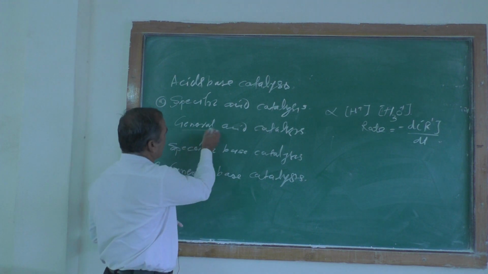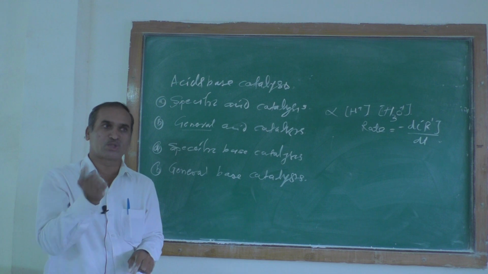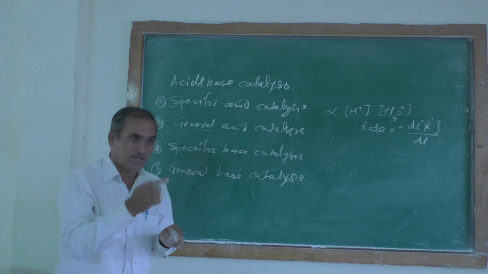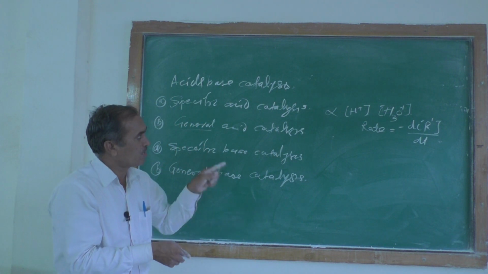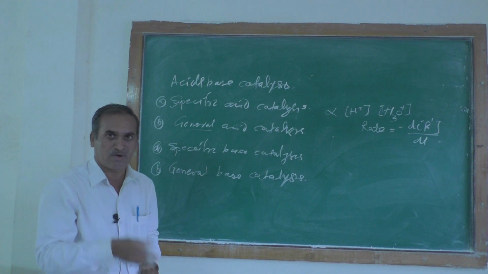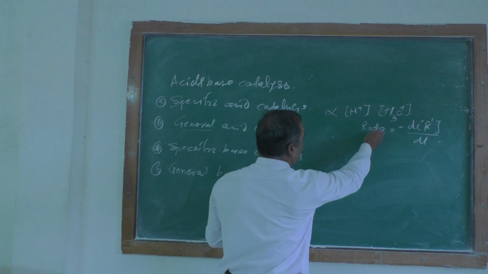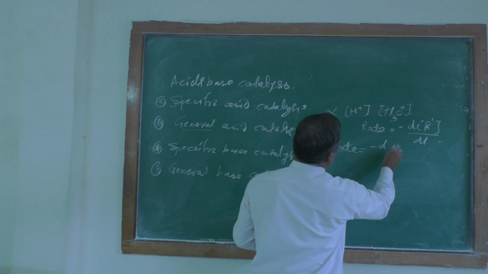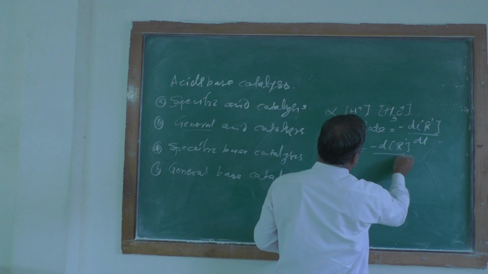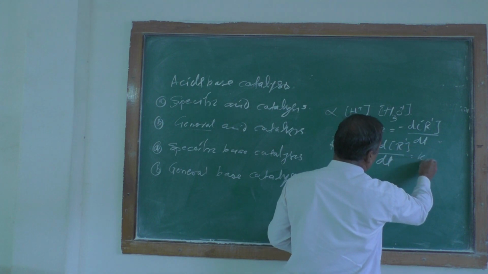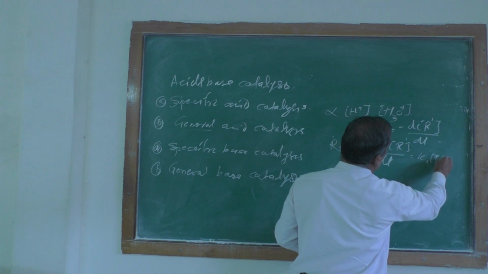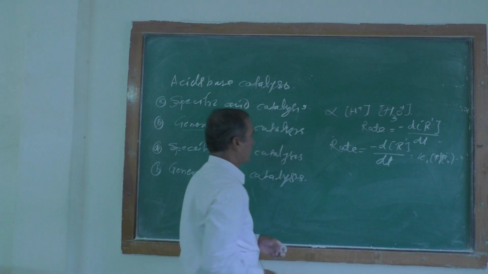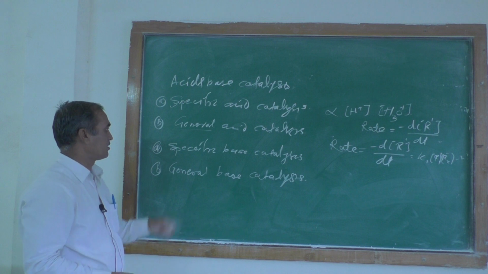Now, what do you mean by general acid catalysis? It also involves the H plus ion, and therefore the rate of reaction is again directly proportional to the concentration of the hydronium ion. Again the rate of reaction is similar: rate is equal to minus d[R']/dt, where you can take k1, then k2, like this and so on. That is called general acid catalysis.